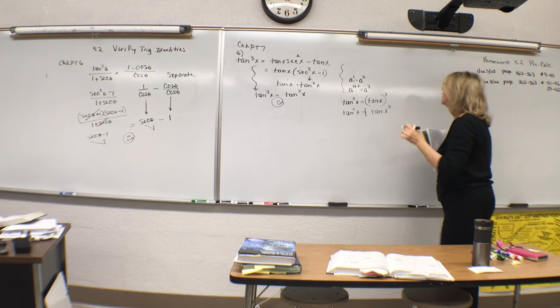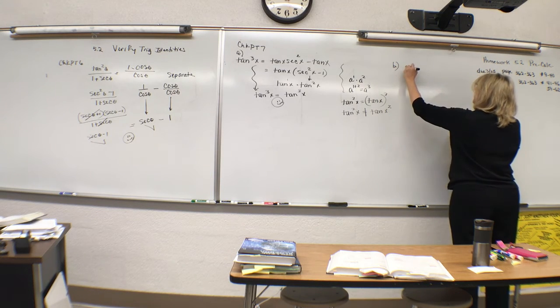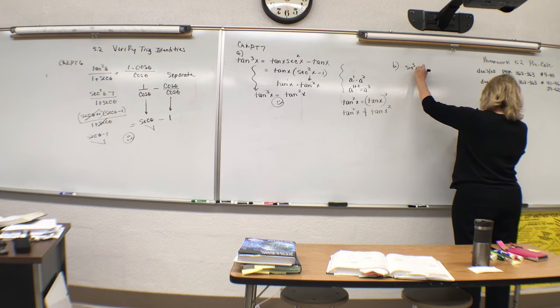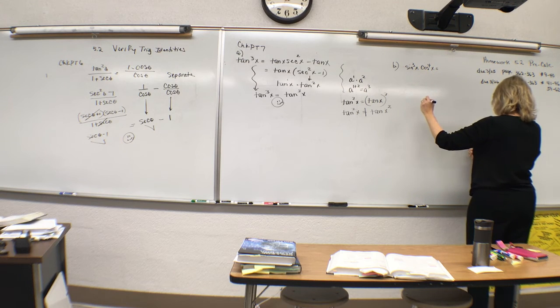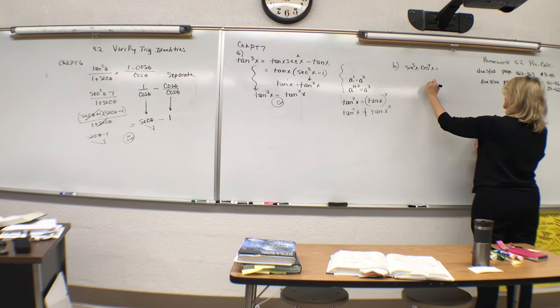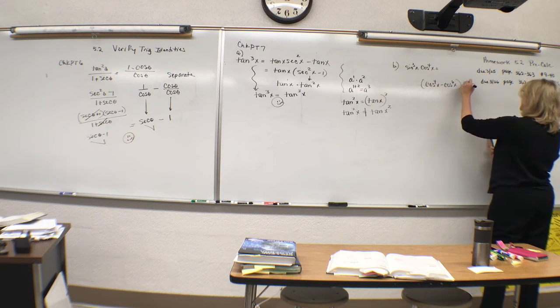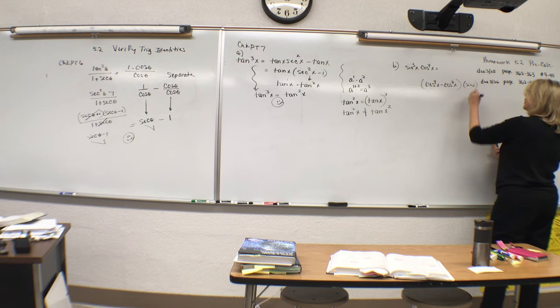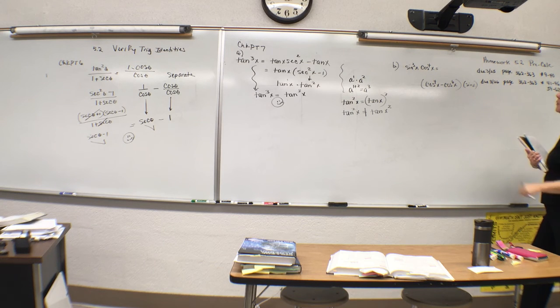We have a B, a second one to take a look at. Letter B says sine cubed x cosine to the 4th x equals, and this is a mess, cosine to the 4th x minus cosine to the 6th x times sine x. Well, again, I think this looks a lot worse than that. I think this is far more complicated. So I'm going to work on the right and see if I can't make the right look like the left.